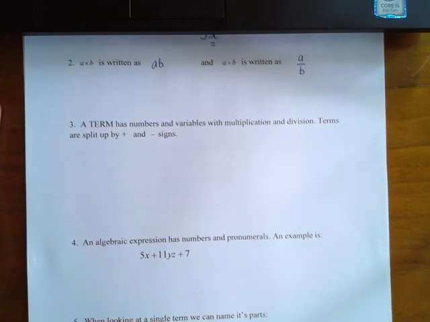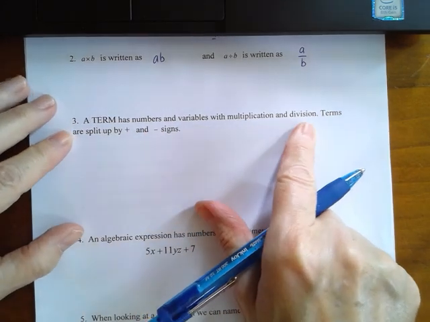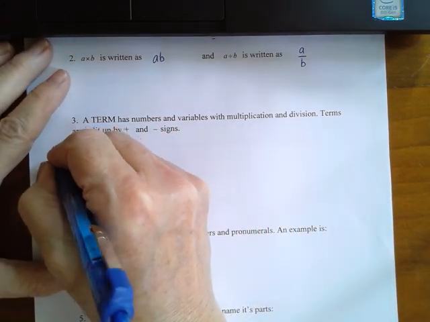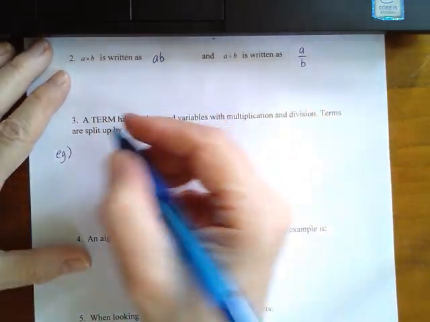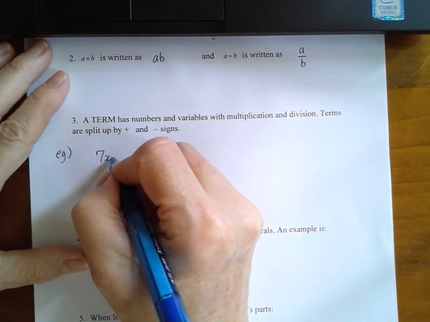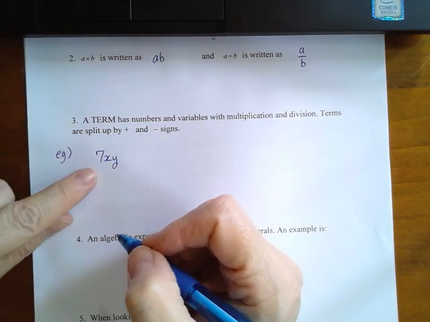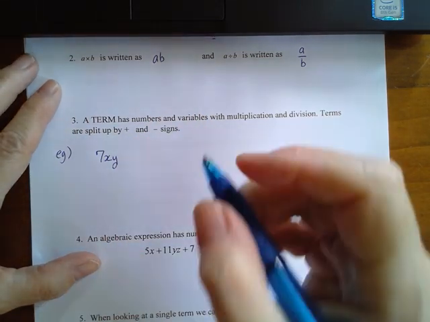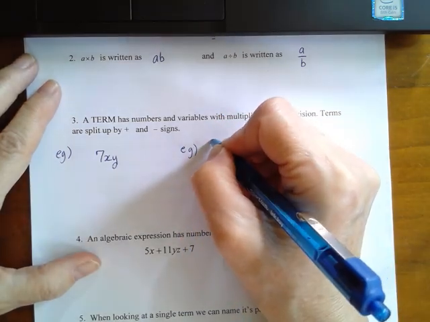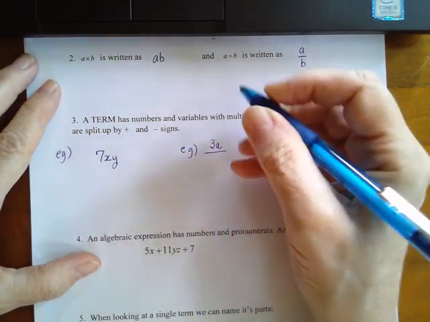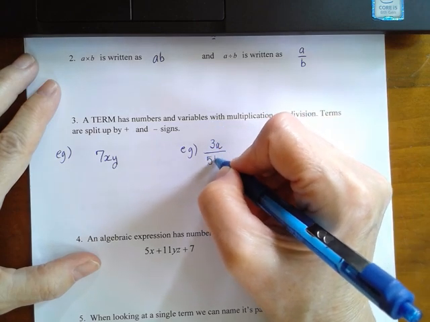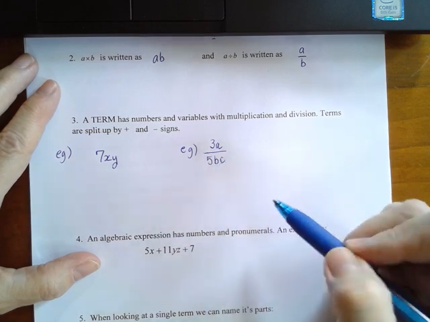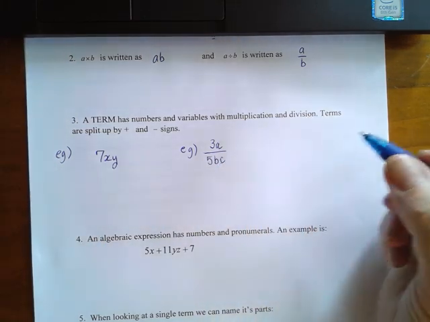All right, a term has numbers and variables with multiplication and division, and terms are split up by plus and minus signs. So let me give you some examples of a term. A term is something like 7xy. Okay, it's got a number and it's got 2 letters, but that's all. No plus and minus signs. Now let me give you another example. 3a over 5bc. This is multiplication, this is division, this is multiplication underneath. Those are all just terms.